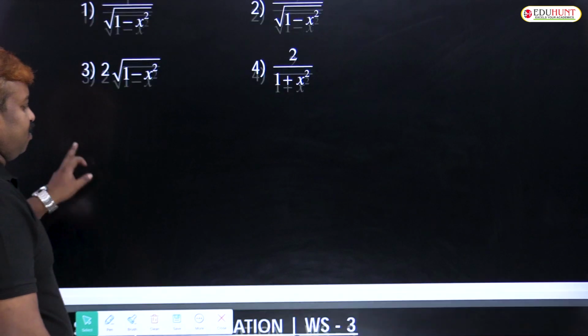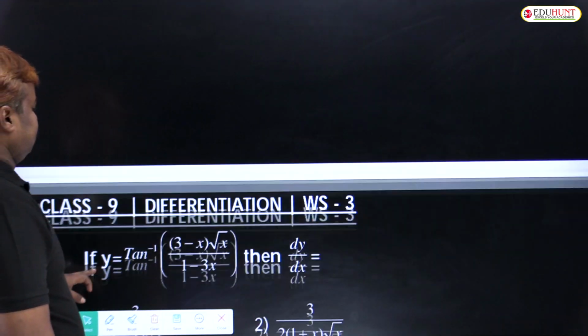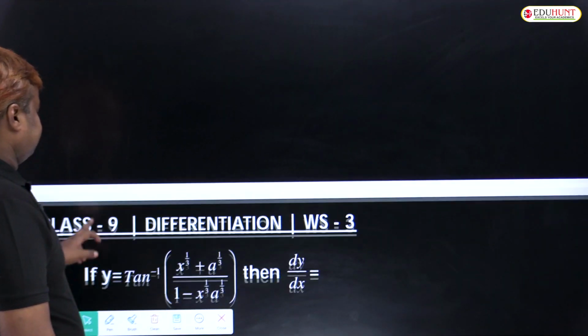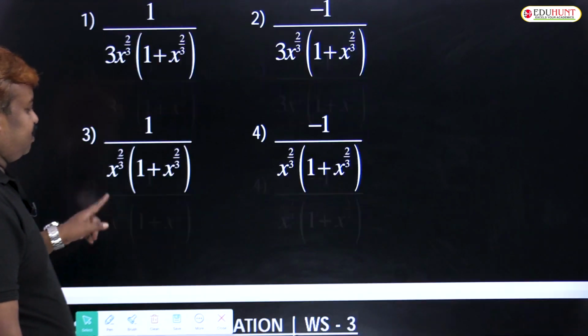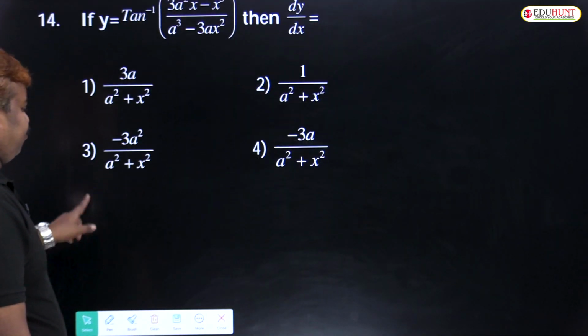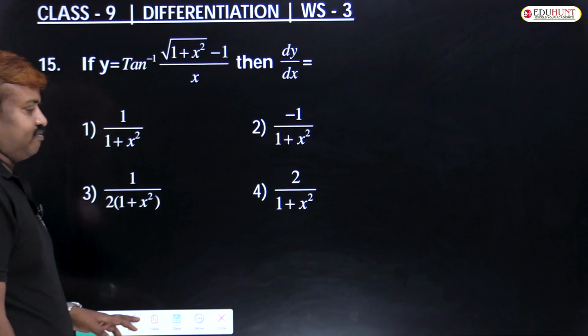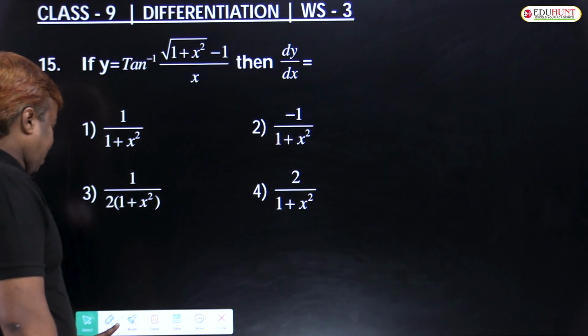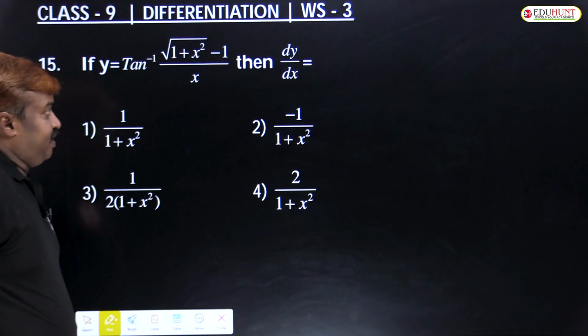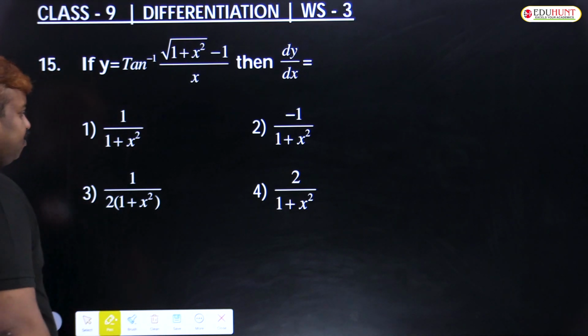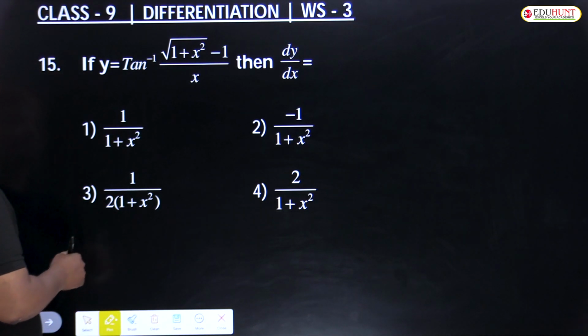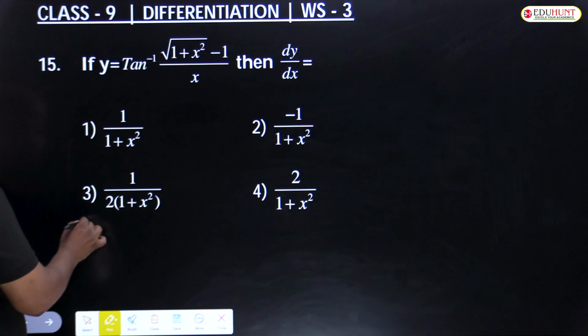Up to 10 I have explained. The 11th one, 12th one, 13th one are the same as in the model, applying inverse trigonometric functions; the 14th one is also the same as in the model, applying the inverse trigonometric function of tan. Okay, now I am going to explain the 15th one. Now, the solution.